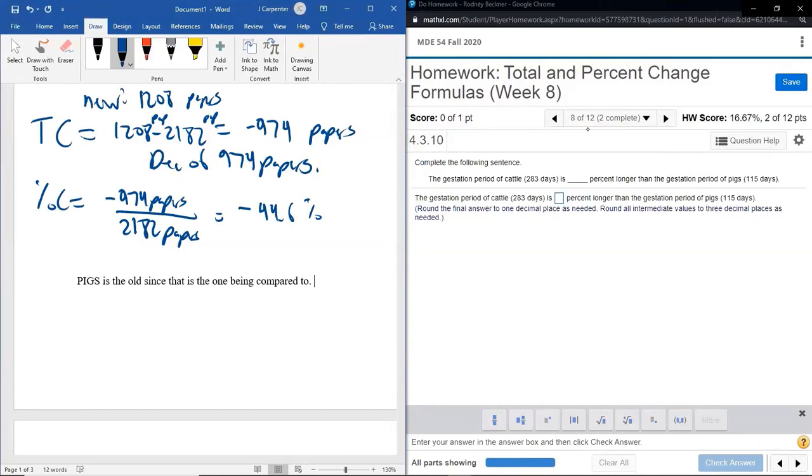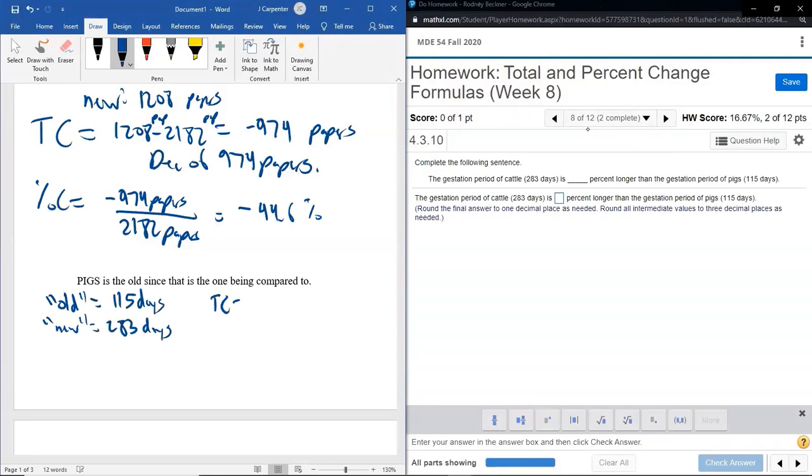And I'll show the math both ways, just to show you the comparison. And this is very similar to the guided activity we did in Thursday's class a week ago when we were comparing, oh Lord, what were we comparing? Non-families to family households, that's what it was. So there's no really old or new, it's just a matter of choosing which one's our baseline. So our old is the pig's number, which is 115 days, and the new is going to be the cattle, which is 283 days.